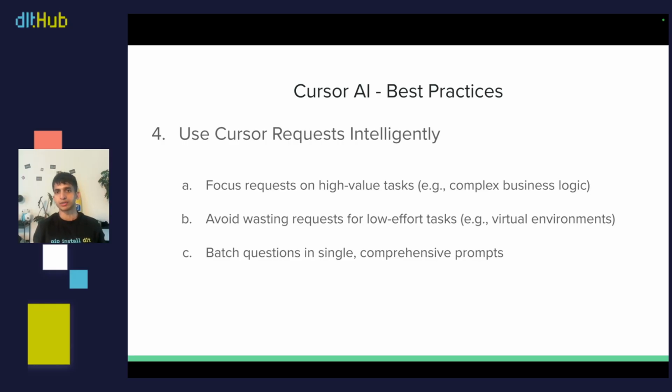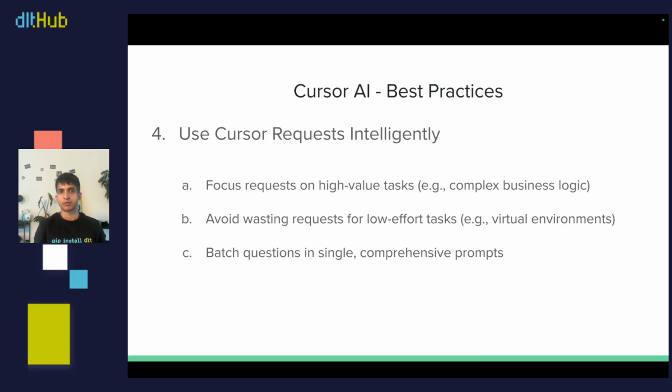On the other hand, simpler things like creating virtual environments, installing dependencies, or creating cursor ignore files are things that you can do within a minute on your own, and it's not really optimal to use up a request for such low effort tasks, at least if you're in a free tier.